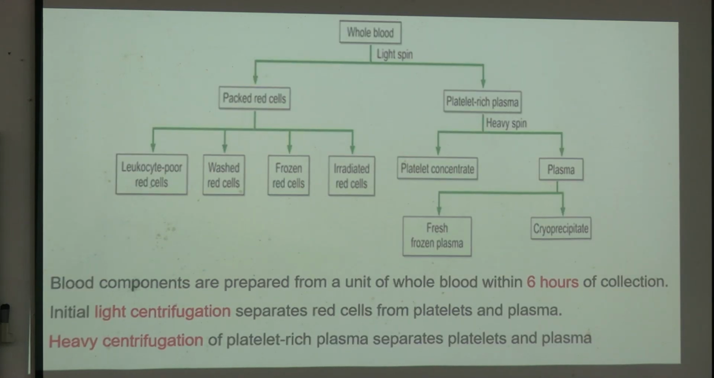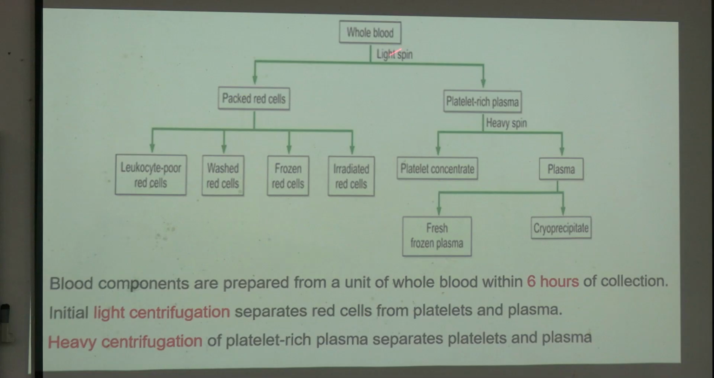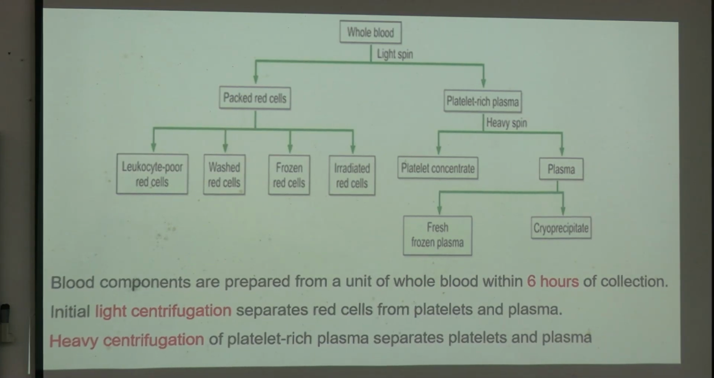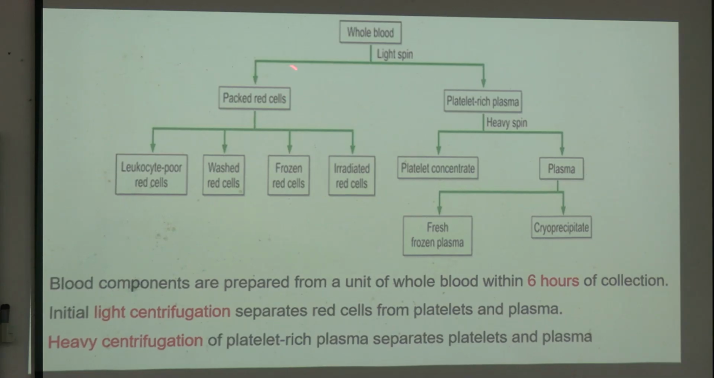So this is a schematic diagram. Here we can see that whole blood, by the light spin technique, is separated into packed red cells and platelet-rich plasma. The packed red cells can also be separated into leukocyte-poor RBCs, washed RBCs, frozen RBCs, and irradiated RBCs. And the platelet-rich plasma after heavy spinning. So note that here it is light spinning and here it is heavy spinning.